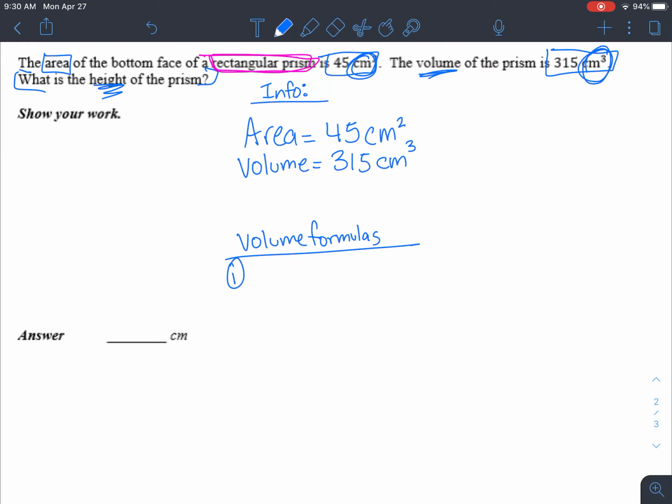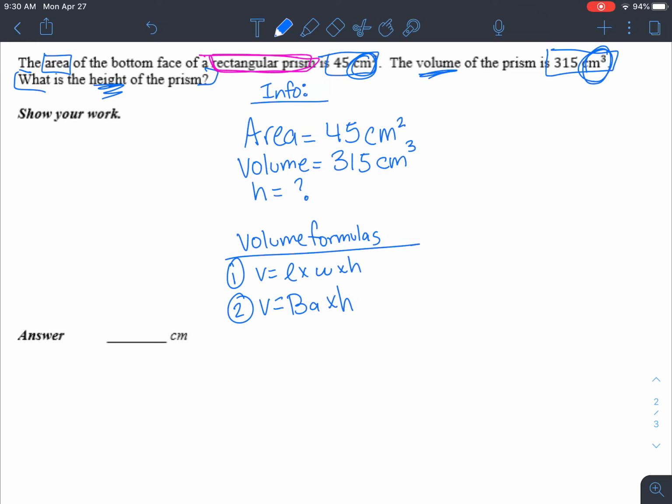The first volume formula is volume equals length times width times height. The second volume formula is volume equals base area times height. Go ahead and make sure you have both of these down. All right, let's go back and look at our info. We know the area, we know the volume. We're trying to figure out the height.